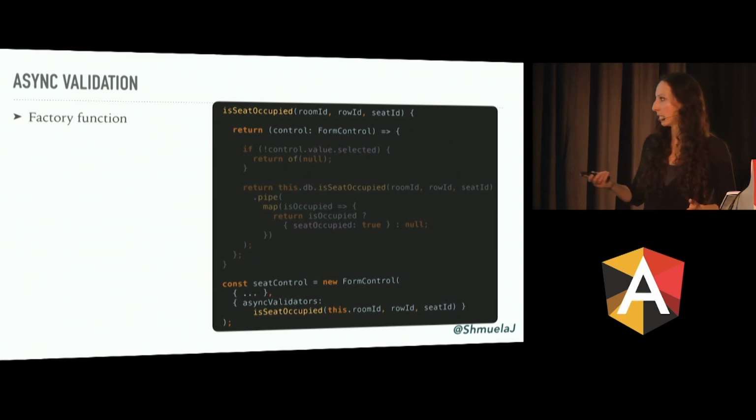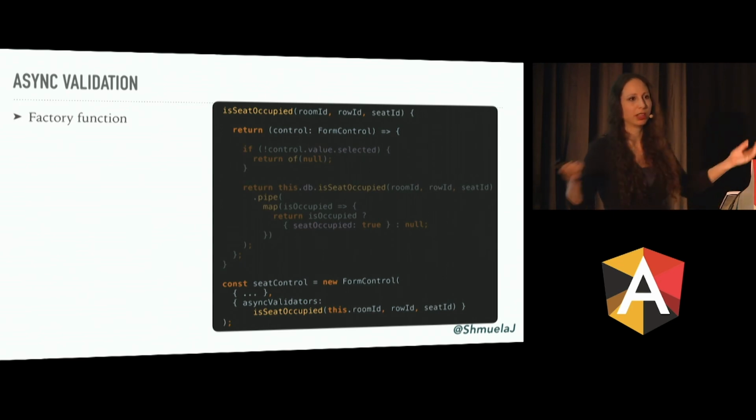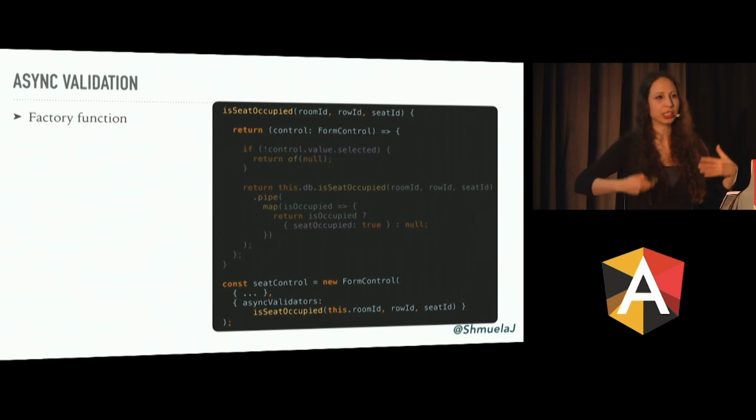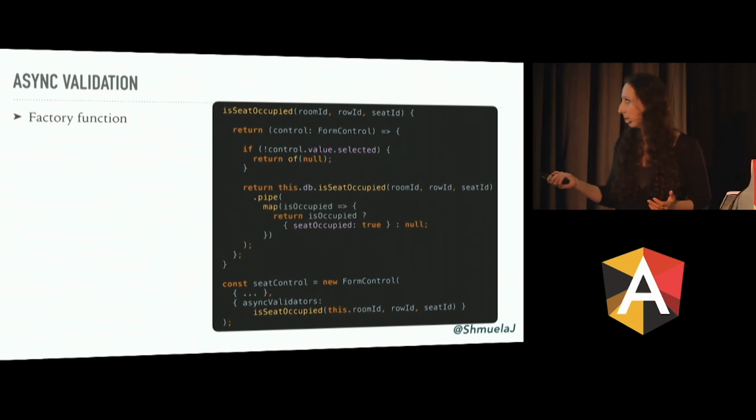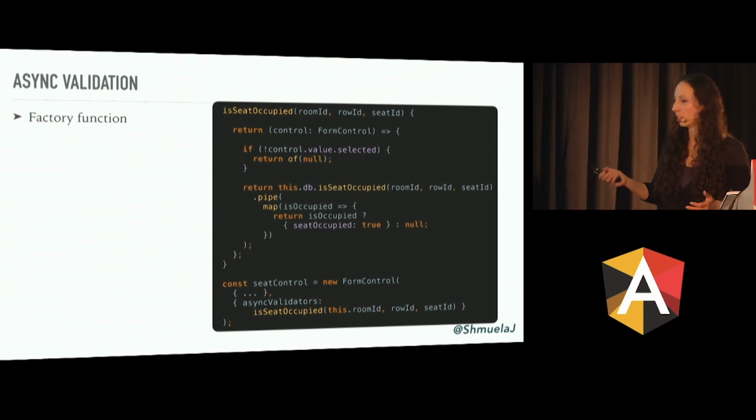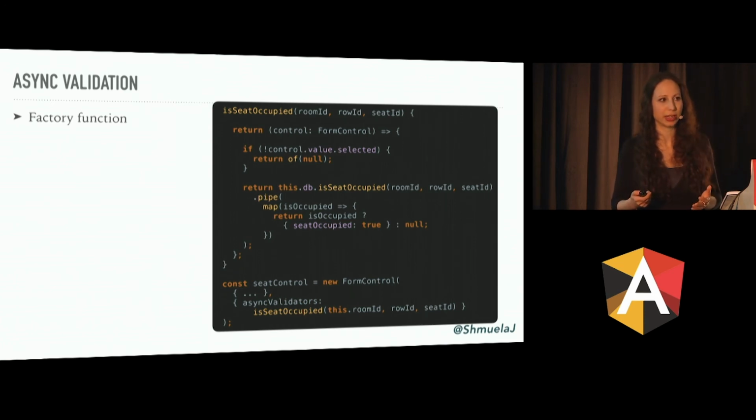Okay, but there's a bit of a problem here. We have lots of seat controls here. And for each seat control, we're now creating this function. Okay? So that's a bit of a problem. And we don't really need to do this. We can just have one validator function.